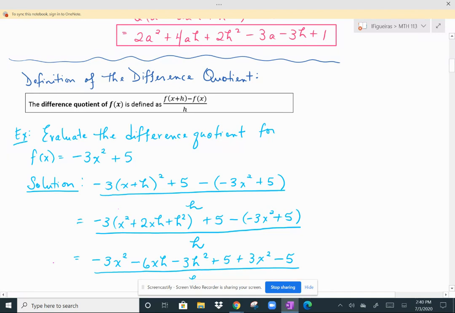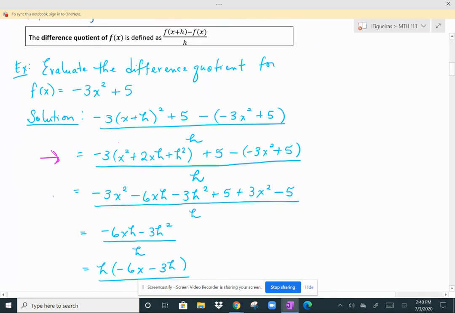Okay, so in the next line, all I did was FOIL this, just like I mentioned before: first, outer, inner, last, so that's what you see here. Remember, your denominator is just h, as I mentioned before, that's by definition. So when I FOIL x plus h, you'll see this line here: negative 3 times, in parentheses, x squared plus 2xh plus h squared, and then plus 5, and then minus negative 3x squared plus 5, all over h.